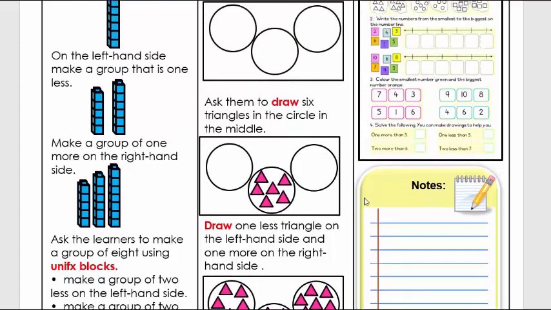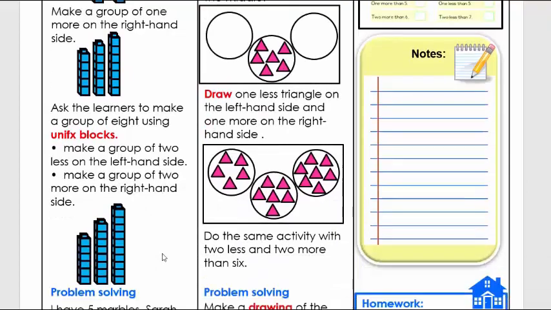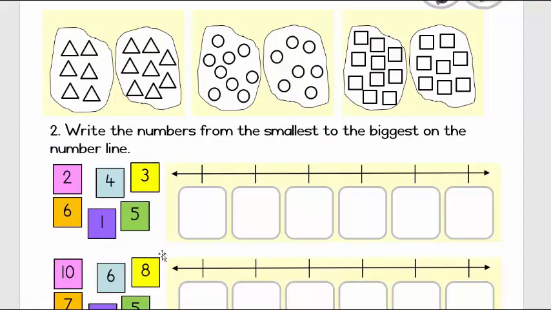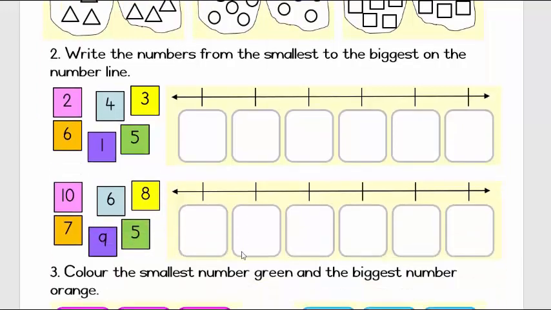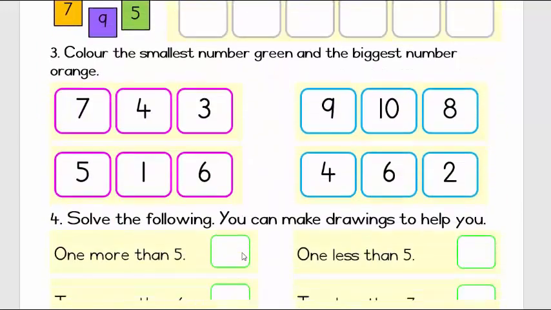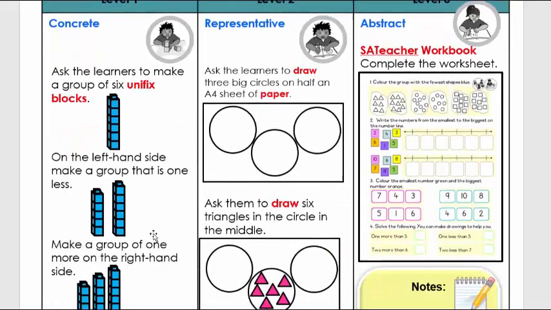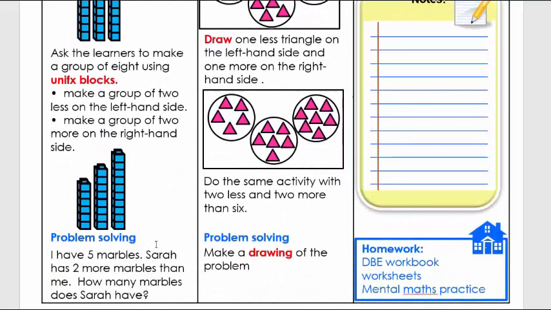Then it's time for your worksheet. So what you can do is you can do the SATeacher worksheet, or you can do the DBE workbook worksheet. Just scrolling through the worksheet, and then it's going to ask you the problem solving. The problem solving refers again back to levels 1 to 3. So I'm going to go to levels 1 to 3 again. And at the bottom, you've got your problem solving.